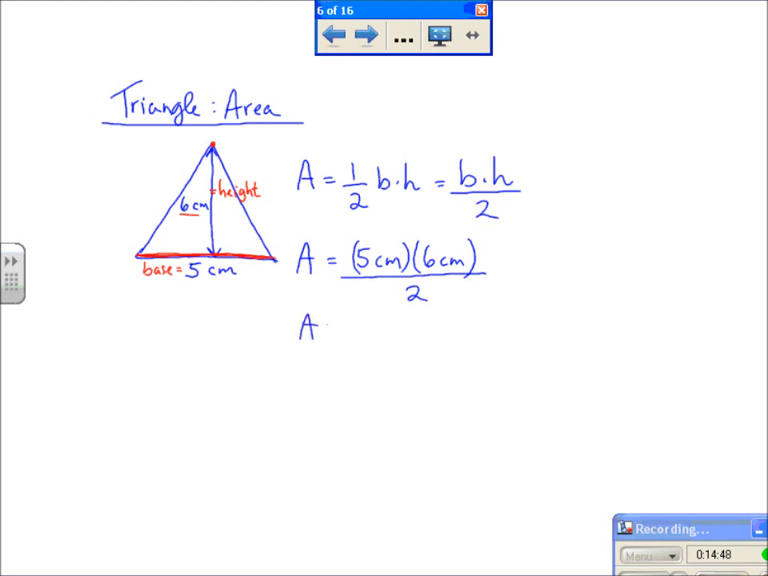So area is equal to, well, let's do the math. 5 times 6 is 30. Centimeters times centimeters is centimeters squared, and we have to divide by 2, and so we get 15 as our answer, but our units are in centimeters squared. Dividing by 2 only affects my number. I don't have any units in the bottom here, and so centimeters squared remains, and my final answer has units.